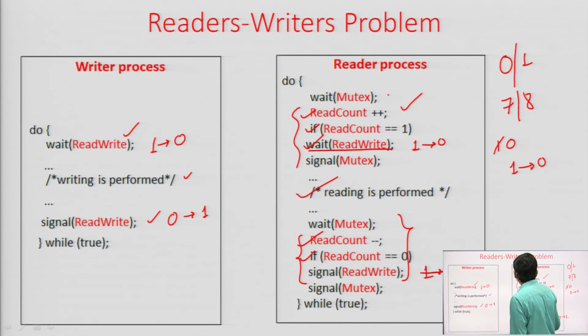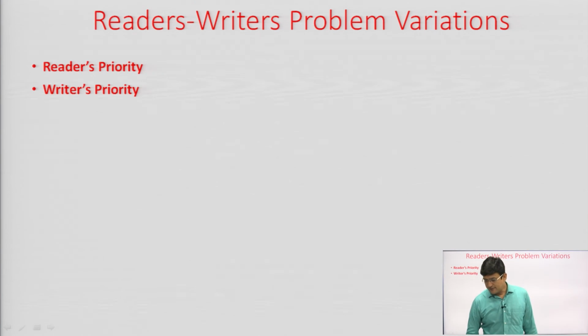Fine. So, this is the readers problem. We are restricting the reading operations when the writings are performed. When the readings have completed, the writings are allowed by setting the read write semaphore to 1. Now, let us discuss the variation of the readers writers problem.